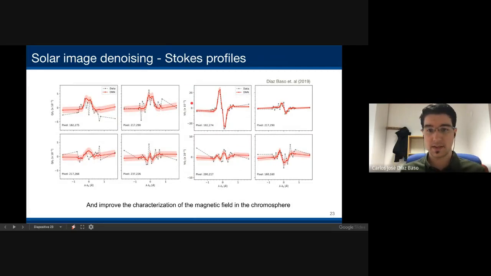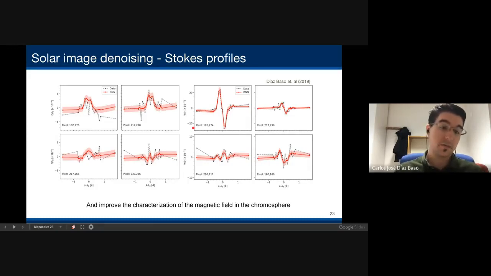So we did exactly the same, right? Because at the end we are working with Stokes profiles. So we clean each wavelength in an independent way, and then we have the whole profiles. Again, some Stokes Q and V profiles, and one can see the improvement in the reconstruction.